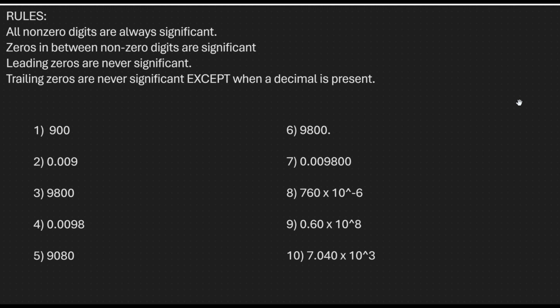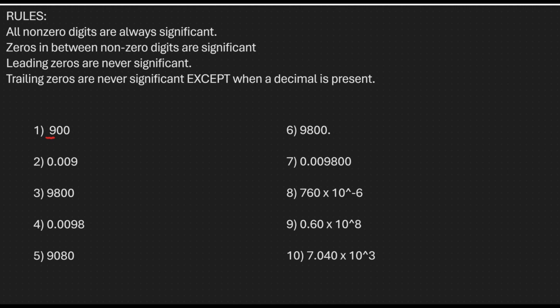Just to recap, the rules are the same. We have the first 4 rules. I already went through this in my previous video. Feel free to pause and try to identify how many sig figs each example has. Let's begin. In example number 1, we have the 9.